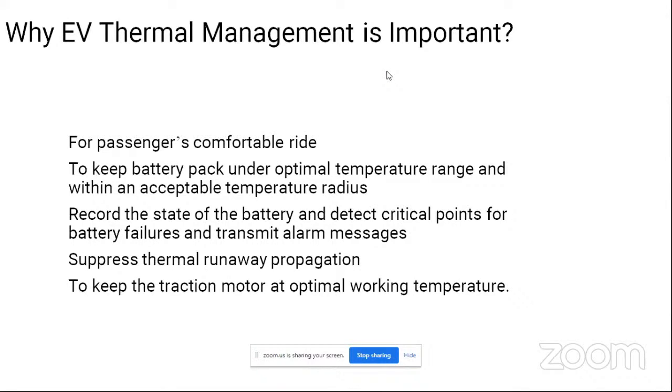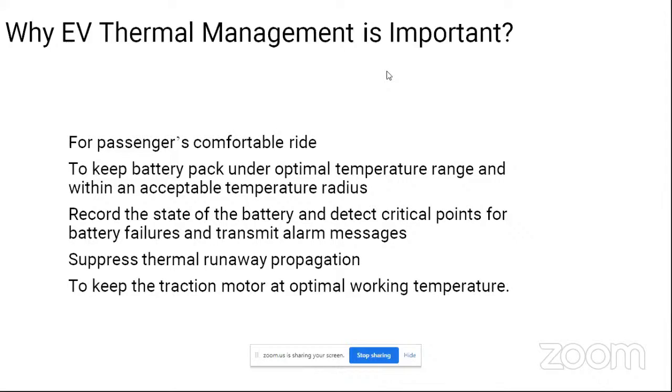First, for passengers' comfortable ride. Suppose you are moving in a car and inside the cabin you have 40 or 50 degrees Celsius temperature. In that condition you will not feel comfortable. So you will need some source which manages your car cabin temperature. So this thermal management of the car cabin is important. Why? Because we want a pleasant ride. Today, this pleasantness is very important. If I am riding in any vehicle, I should be comfortable. So that is one point why thermal management is important in a car.